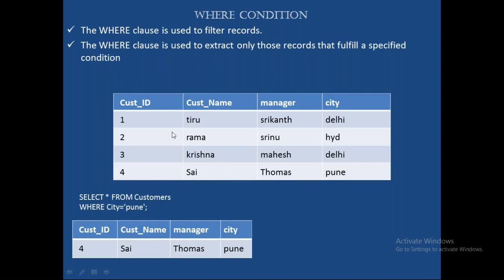Can you tell me other ways? You can say CID equal to 4. Star means give me all columns. Okay, but based on what condition? If city equal to Pune, based on this you are selecting this record. But you can also say where CID equal to 4, then this record will come. Next, where cust underscore name equal to Sai, this only will come, the fourth record. Next, where manager equal to Thomas, you will get only this fourth record. Understood?